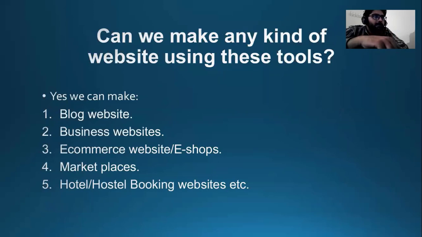So the next question is, can we make any kind of website using these tools? Yes, we can make different kinds of websites. We can make a blog website, any kind of business website. We can also create e-commerce websites, e-shops, and we can also create marketplaces. We can also create hotel and hostel booking websites, etc. So we can develop any kind of website using Elementor and WP Bakery, which are more in demand.